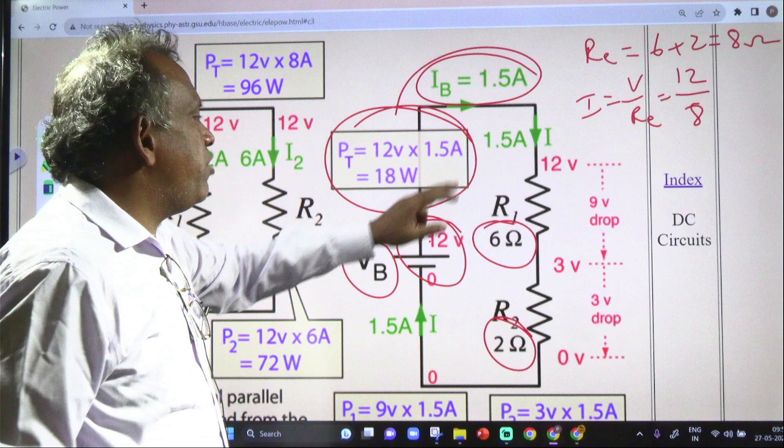So that is how power is distributed when resistances are connected in parallel and when resistances are connected in series. I hope you understand. So this is about power circuits.